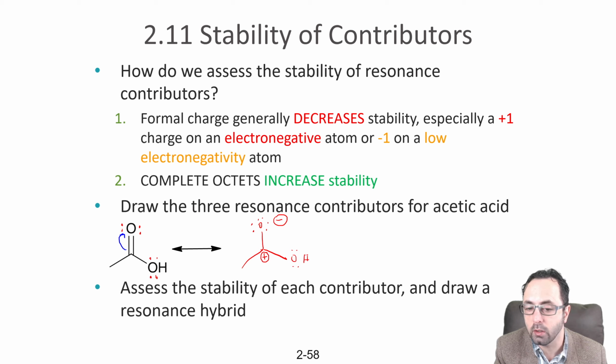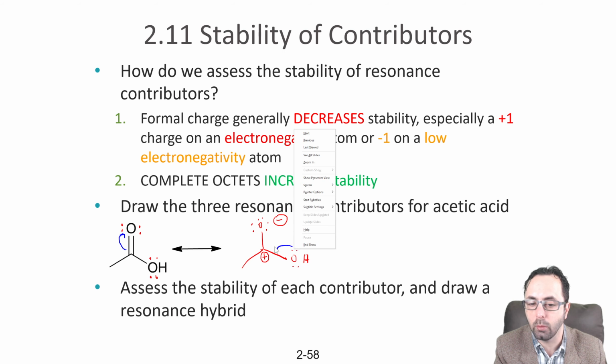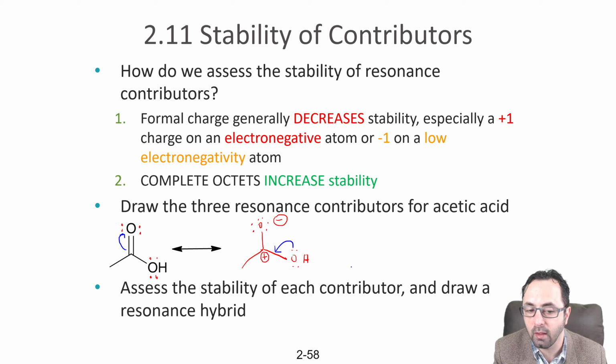So there's one contributor. And then we've got one more, because at this point we've got a lone pair that is adjacent to a positive formal charge. So we can make that movement right there with one arrow again, and we can get another resonance structure.